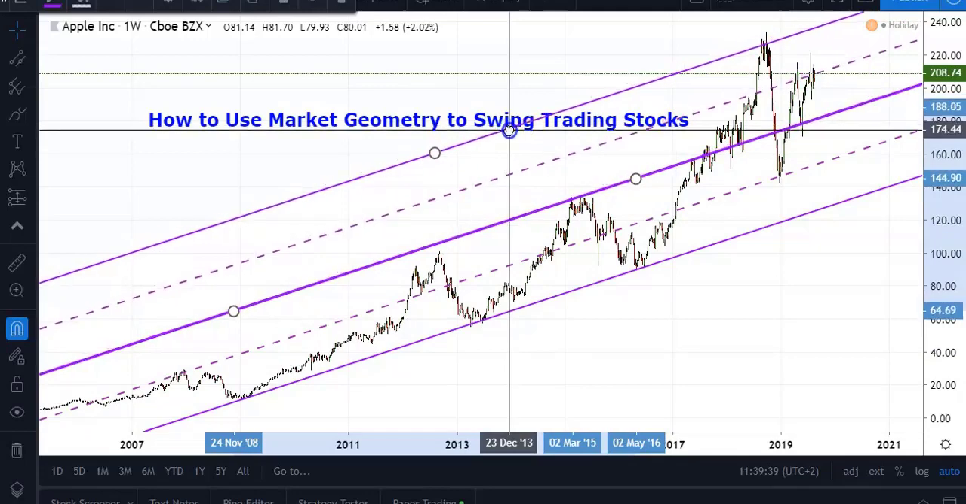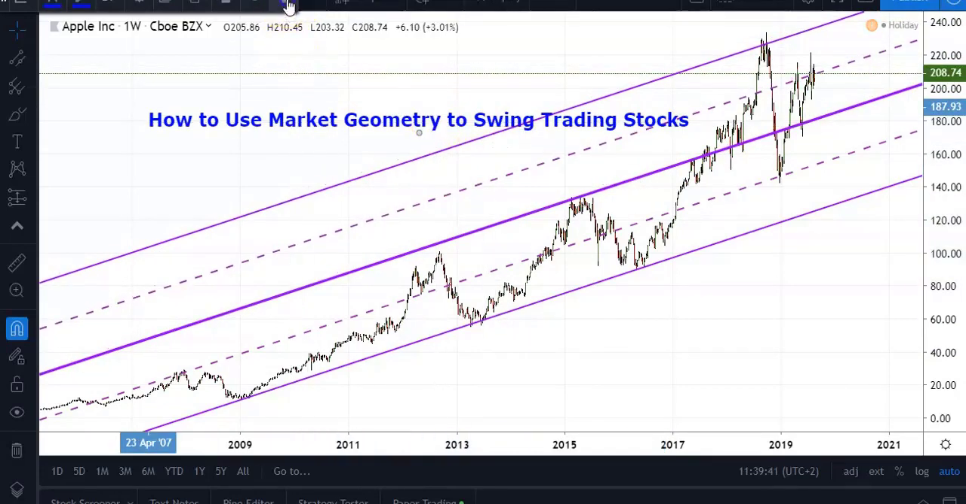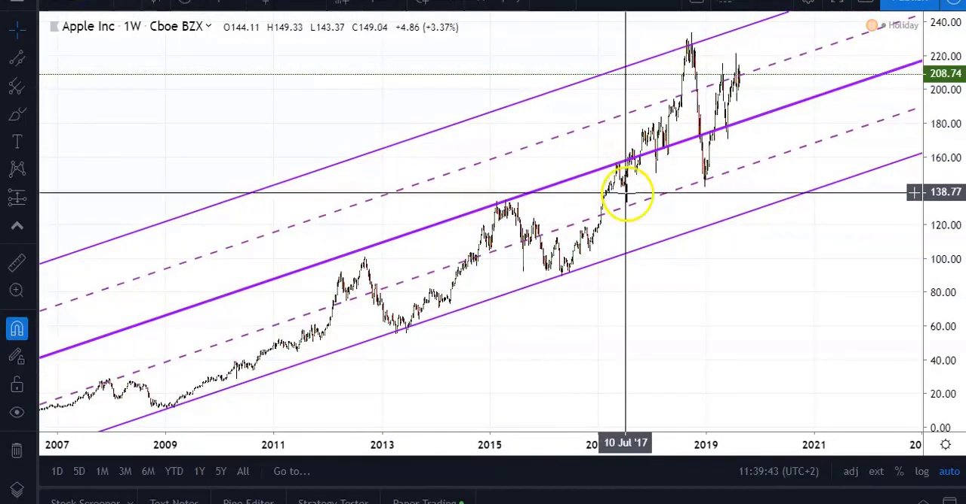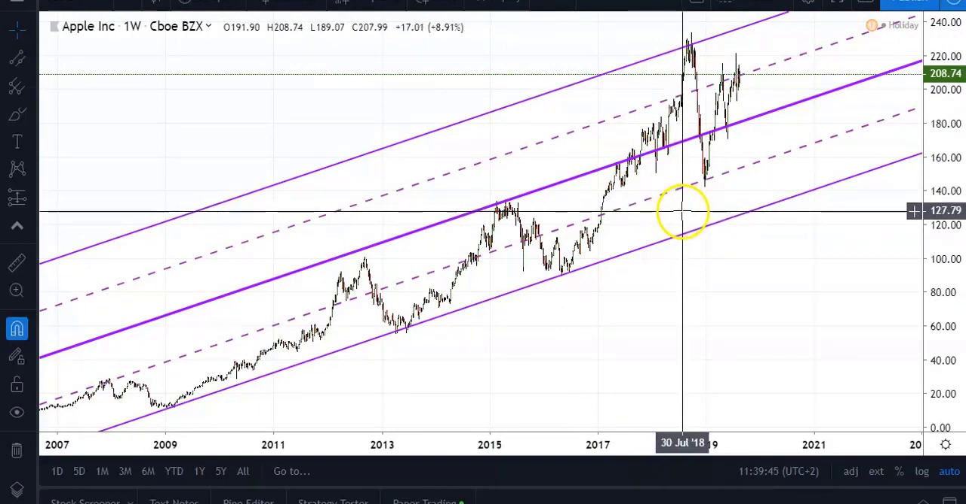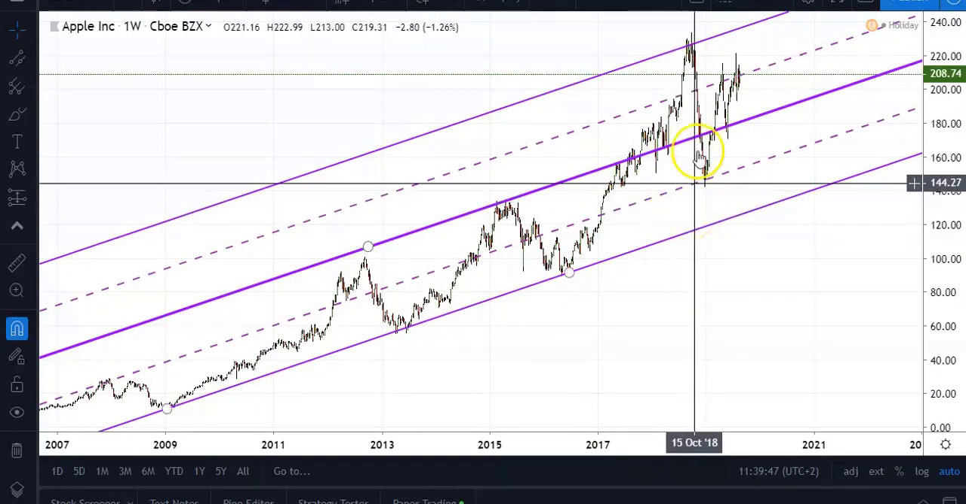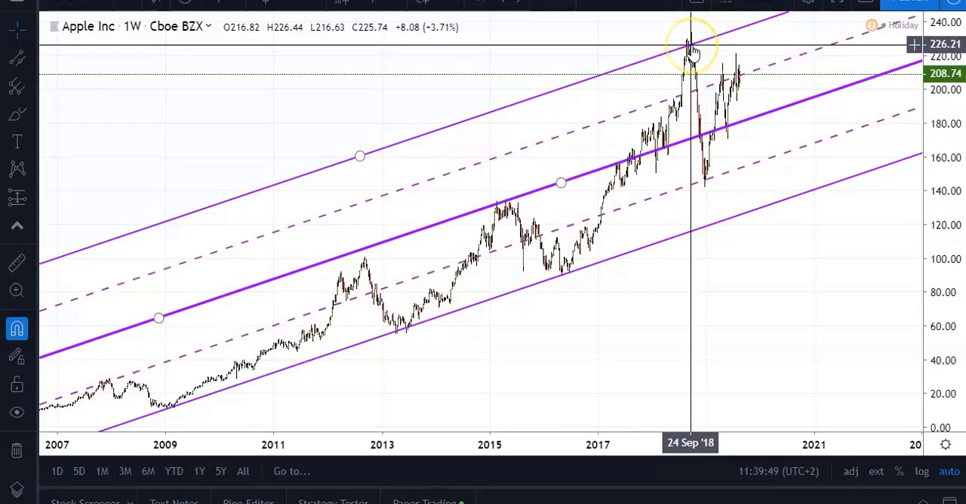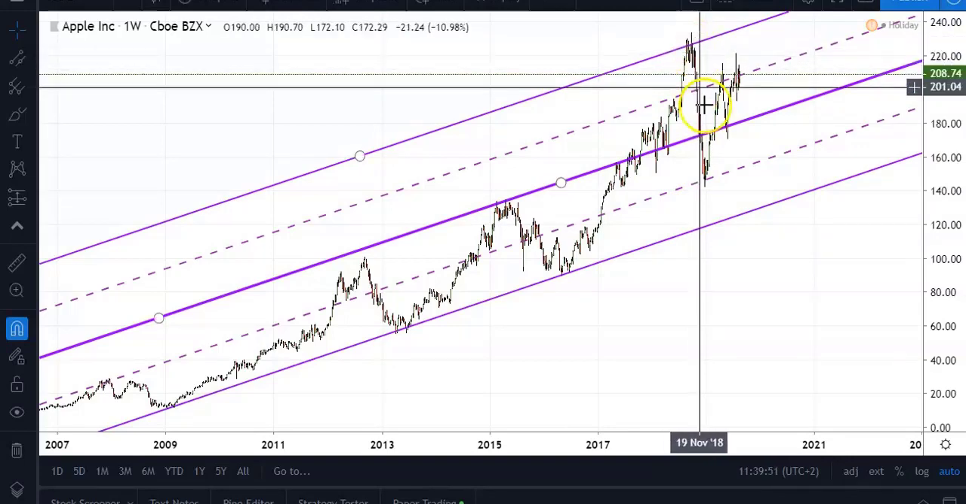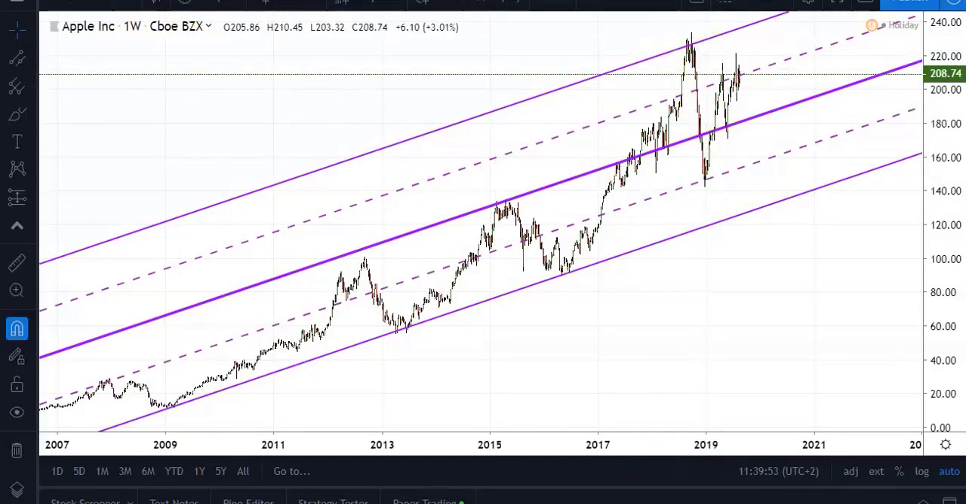And let me just get rid of this writing over here, and you'll see that we have, at about September last year, reached the upper channel line, and price has since sharply declined again.